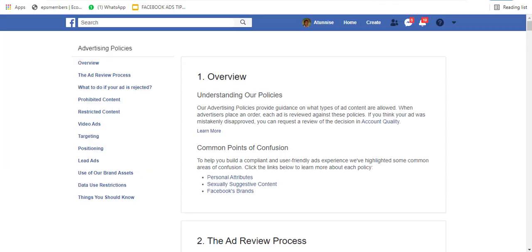And also I think this another one. Okay, here is Facebook ad policy. Can you see now? Overview. If you go there now, advertising policy, so what you need to know before you run your advertising. And then if you look at it, you can see overview, the ad review policy, the process through which they review your advert when you submit it, what to do if your ad is rejected. Can you see now? Prohibited content, the content that must not show up or appear in your content. Restricted content, content that is restricted. Also video ad, targeting, positioning, lead ad, use of our brand, data use restriction, things you should know.